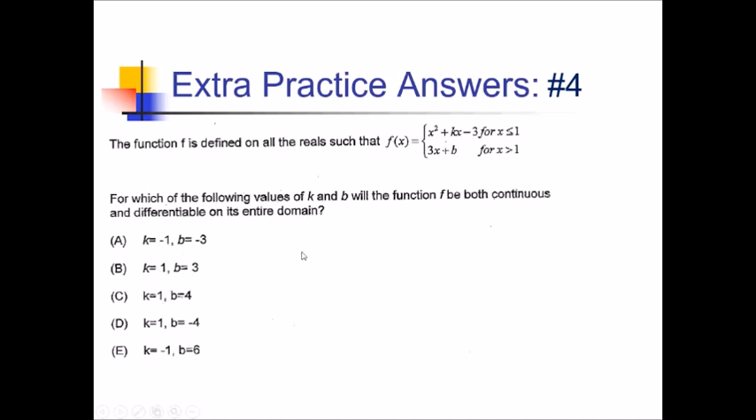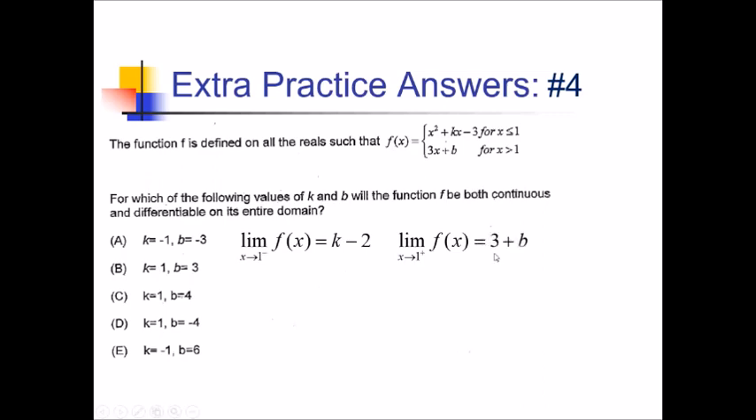Let me consider the left side limit as x approaches 1 of f of x. So that's going to be plugging 1 into this first rule here. So that'll be 1 squared plus k minus 3. That'll be k minus 2 if we simplify. Now the right side limit at x equals 1, that's going to use this second rule. So we have 3 times 1 plus b, which is just 3 plus b.